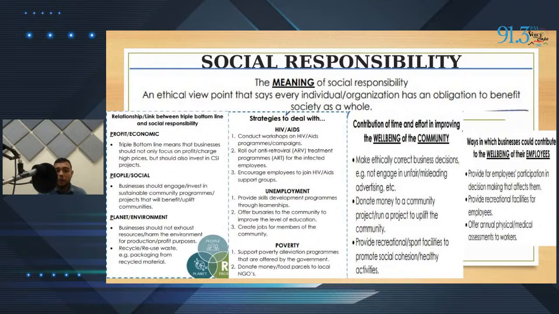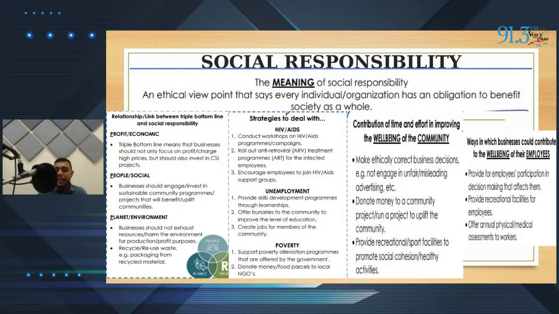Poverty: support poverty alleviation programs that are offered by the government. Also, donate money or food parcels to local NGOs, such as Gift of the Givers, because Gift of the Givers is one of the best NGOs or NPOs that help our communities. So, contribute time and effort in improving the well-being of the community.